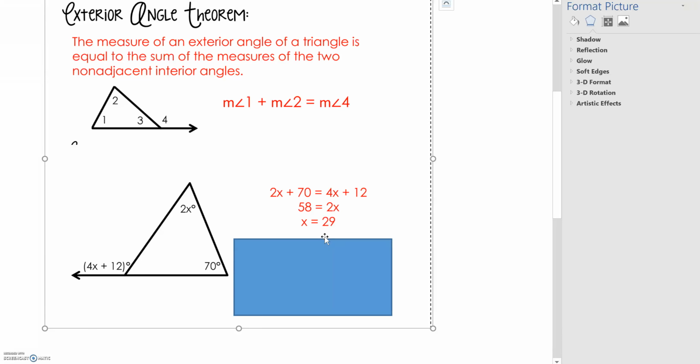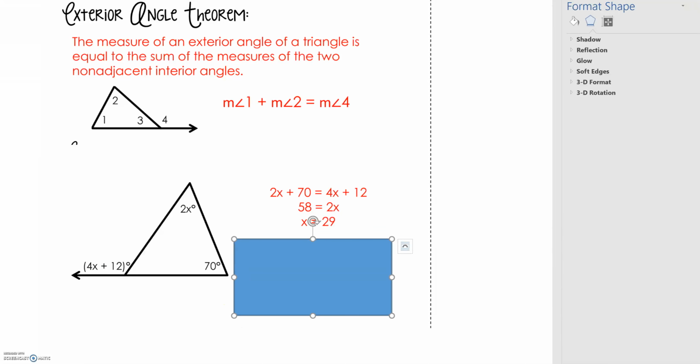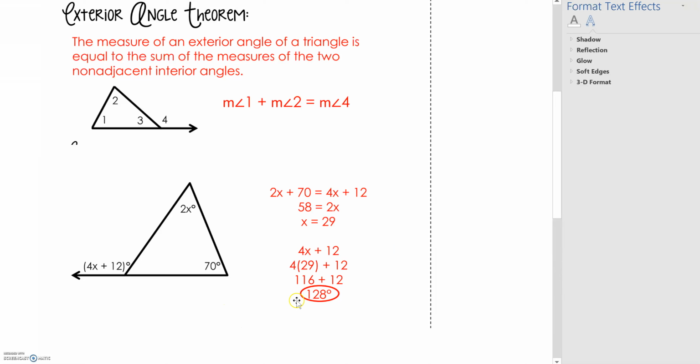Now oftentimes, the problem is going to ask you also to solve for the given angle. In this case, this exterior angle, 4x plus 12. So notice, you already have x, which is 29, and all you have to do is substitute 29 in this expression, 4x plus 12, and that will give you the value of the exterior angle, which you can see the process right here. So the final answer is 128 degrees.